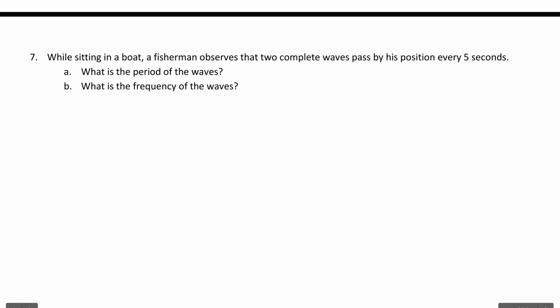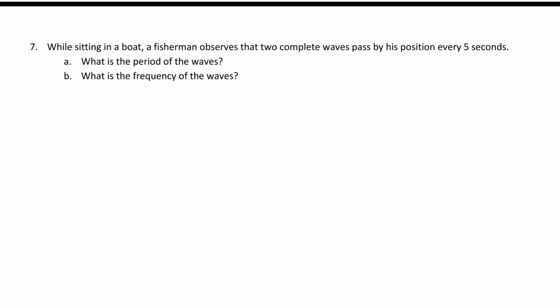Number 7, while sitting in a boat, a fisherman observes that 2 complete waves pass by his position every 5 seconds. So waves are also simple harmonic motion. And you could count the number of cycles per time. So the time is 5 seconds and there's 2 waves, so you could do the same process. 2 cycles. Well, you know what? Let's start calling it waves. 2 waves. 2 cycles. They go up a crest, a trough, and back to a crest. Okay, the whole thing, the whole wavelength.